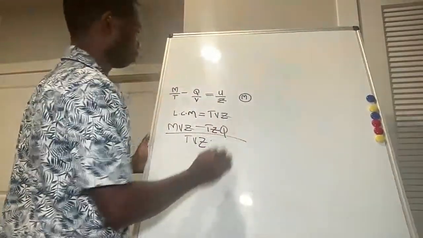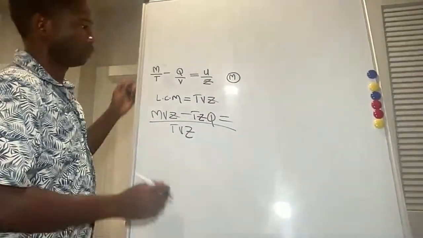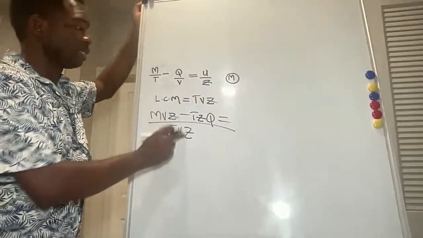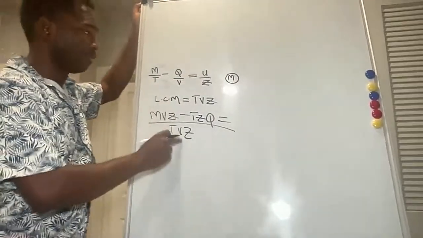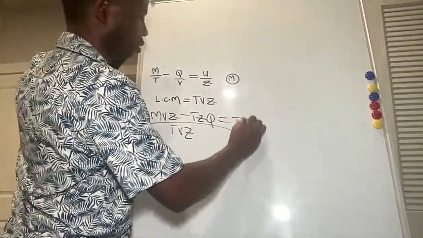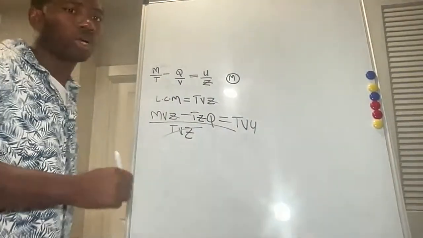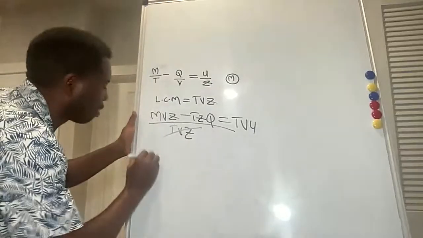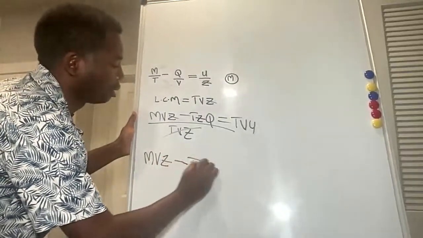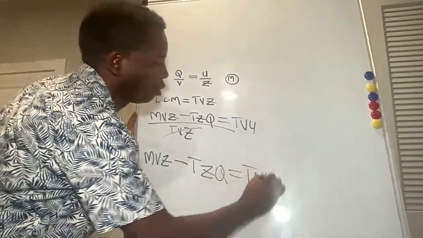TZQ is equal to Z divided by TVZ, which is going to give you TV. TV times U is going to give you TVU. You are done with your LCM. You can proceed. So you have MVZ minus TZQ is equal to TVU.